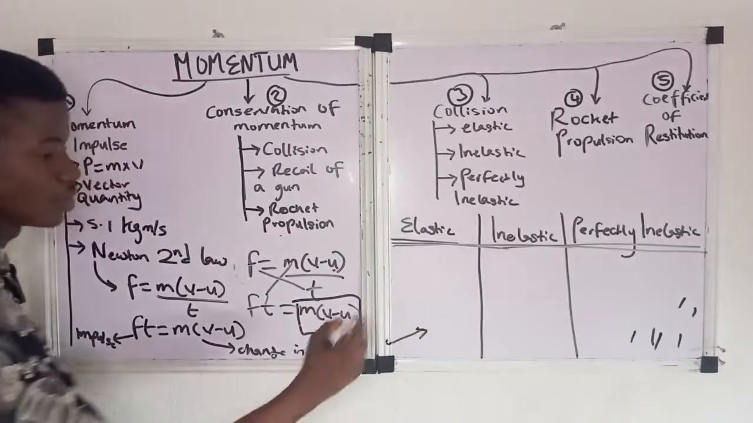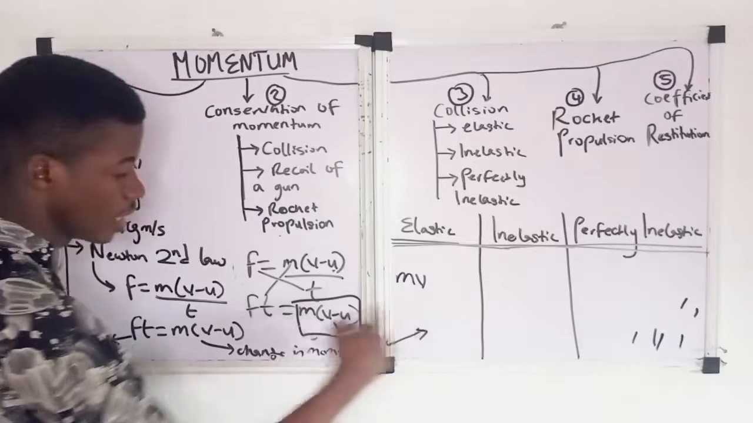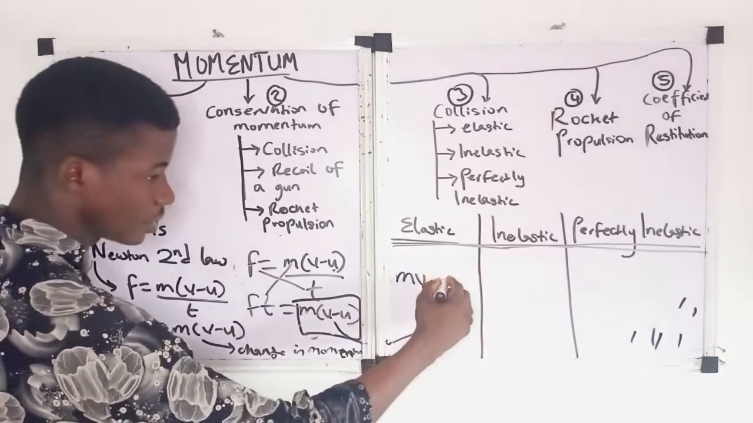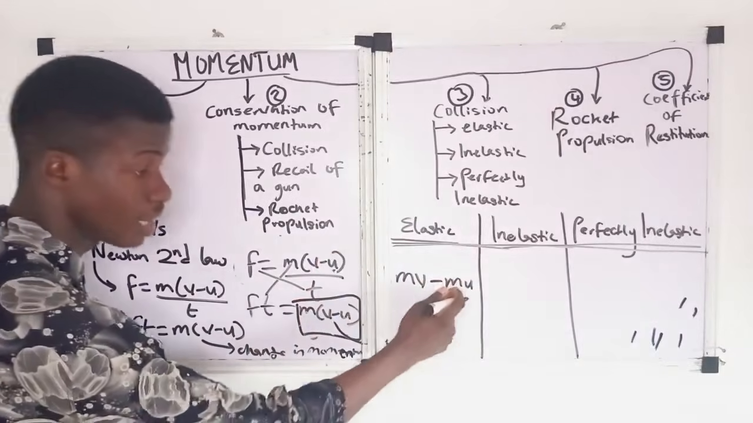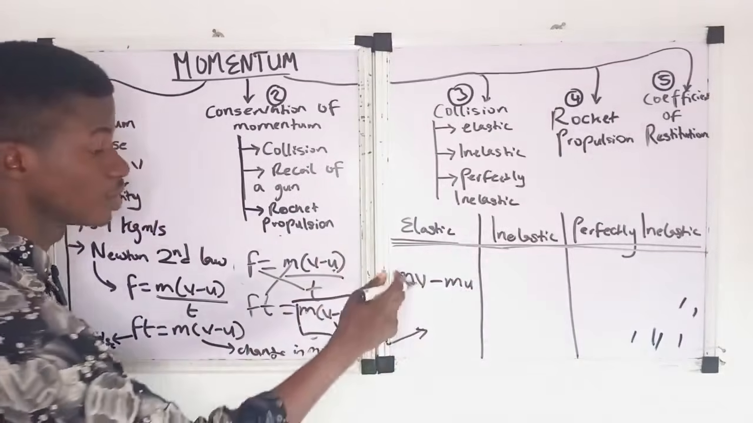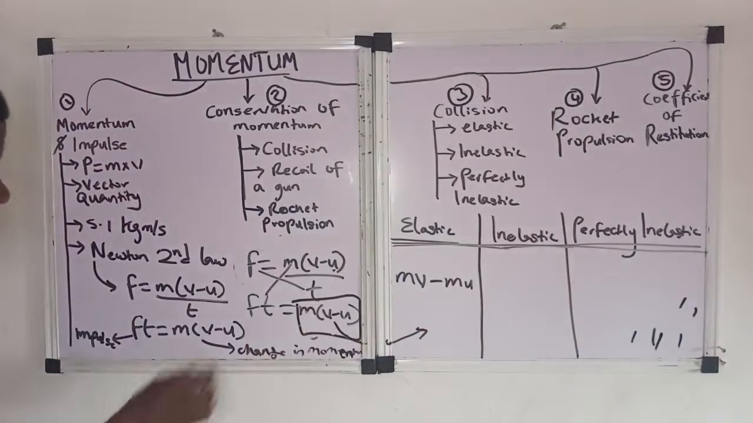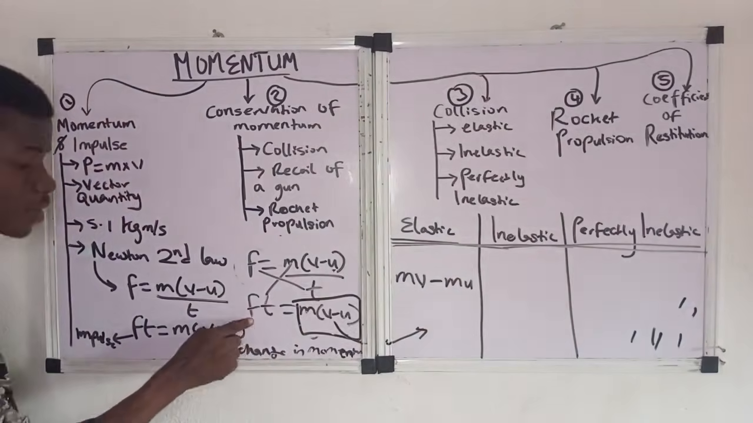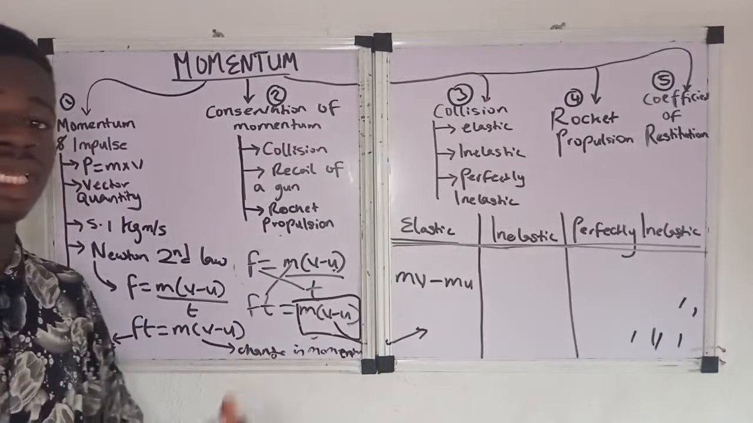How is it change in momentum? Remember, if mass multiplies v, we have mv. If m multiplies u, we have minus mu. Remember, mass times velocity is momentum. So this is change in momentum. Now, what about this quantity here? Force multiplying time. This is known as impulse.